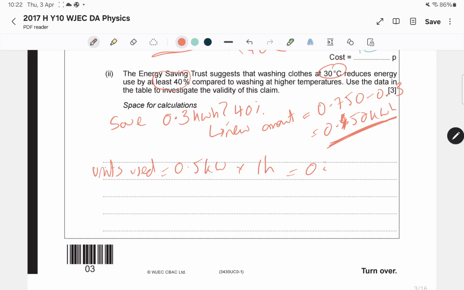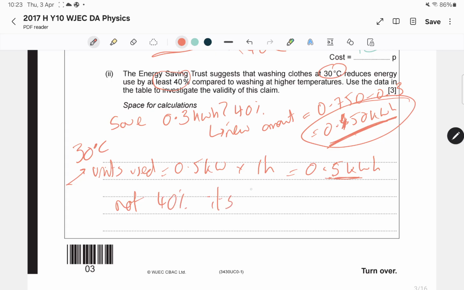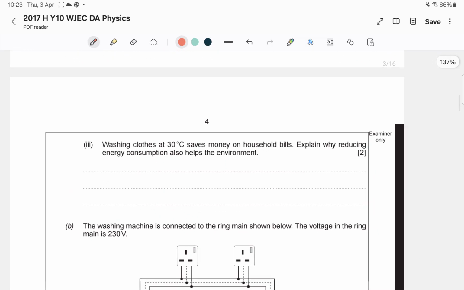If you wash your clothes at 30 degrees, then you'd have used 0.5 units. Well, in order to save 40%, it has to be this. So it's less than 40%. It's going to cost more energy than this. So it's not 40%. It's less. Bit complicated, that one. Bit fiddly.